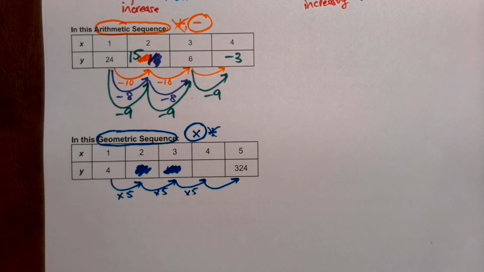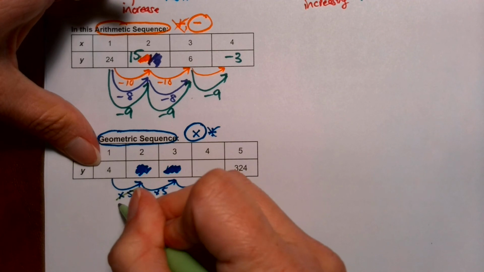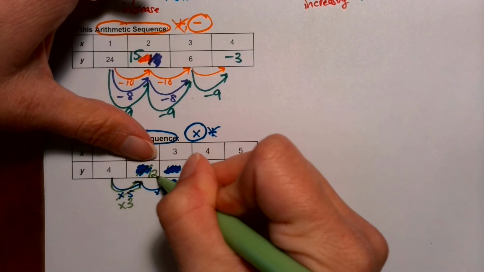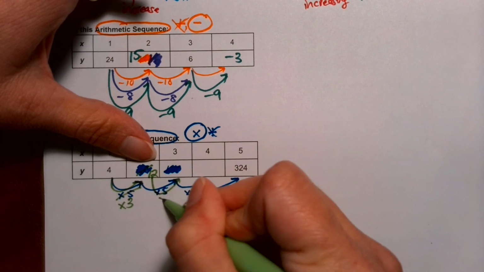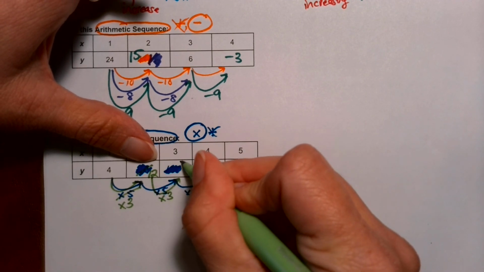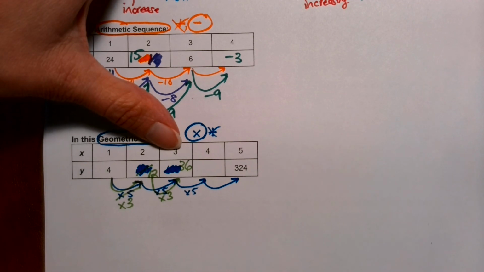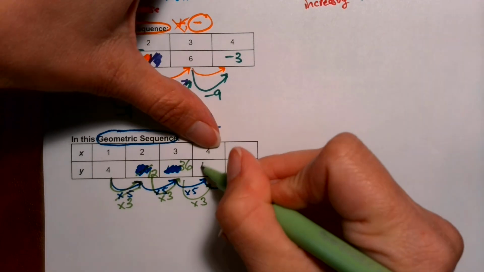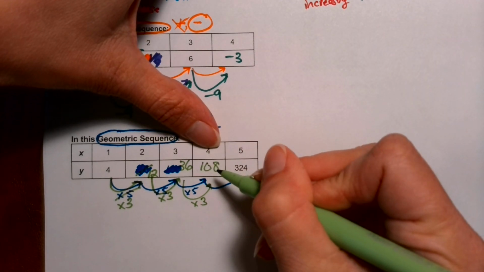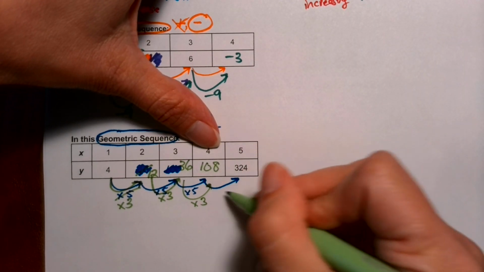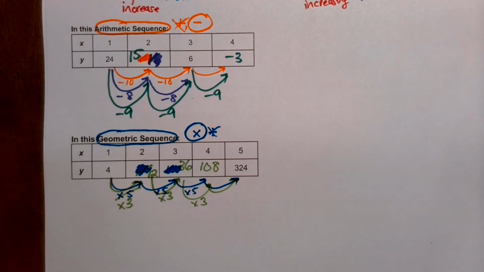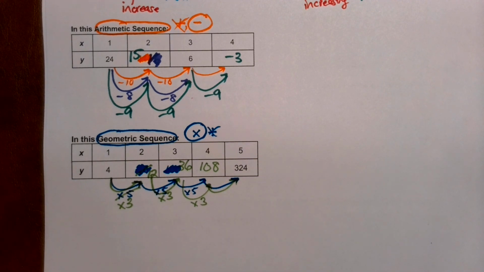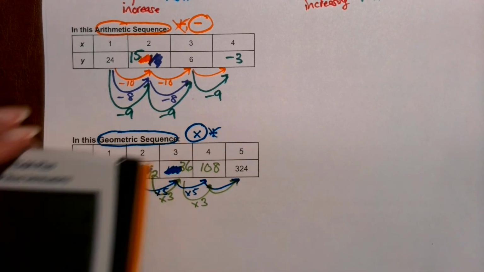Let's pick 3. 4 times 3 makes 12. 12 times 3 makes 36. 36 times 3 makes 108. 108 times 3 is 324. I figured out the missing numbers. Make sure you have a calculator handy to help you with the numbers.